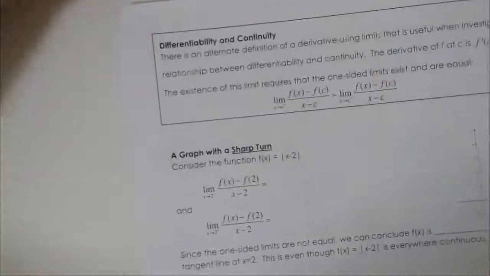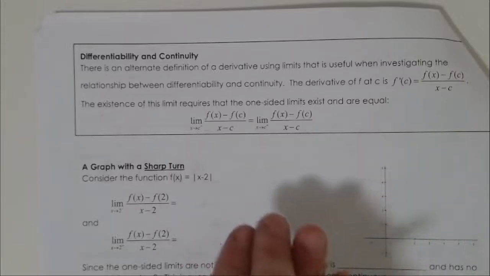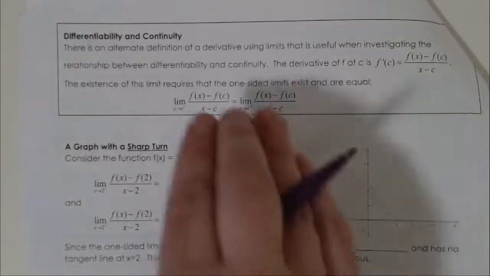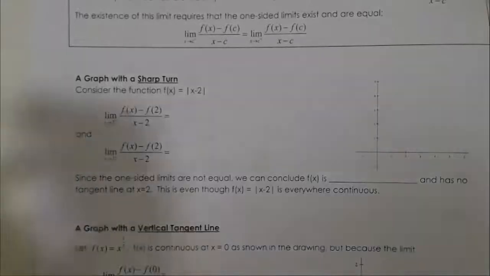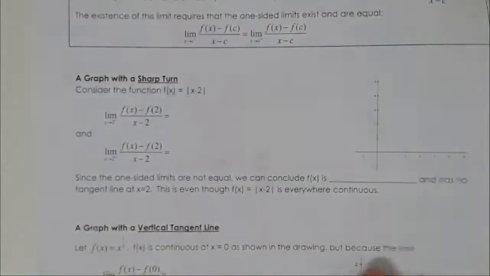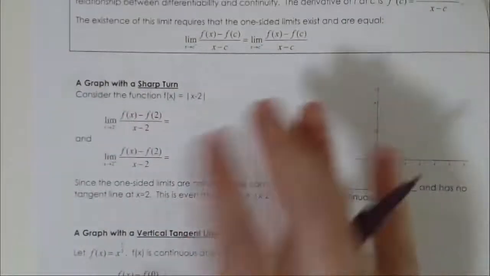Right here, differentiability and continuity. There is an alternate definition of a derivative using limits that is useful. We've seen this one right here. So this is not a new thing, but we're going to look at a couple of different instances with this. We know that the limit from the left has to equal the limit from the right.